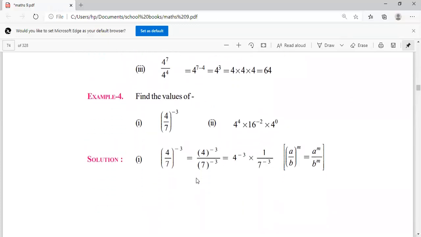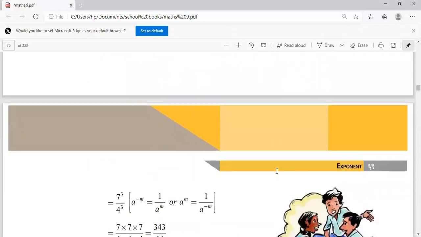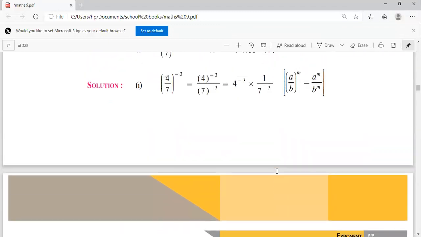Once again you have to find the values here also. Okay, the first question is (4 upon 7) to the power minus 3. So what you can write here? You know the formula (a upon b) whole to the power m is equal to a to the power m upon b to the power m. Using that formula you can write here 4 to the power minus 3 upon 7 to the power minus 3. And that means from there you will get 4 to the power minus 3 into 1 upon 7 to the power minus 3. Okay, so the overall will be like this.